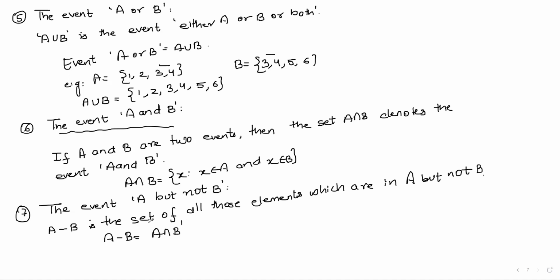So what is this? A but not B. That means the set of elements which are present in A but not B. We'll take an example. For example, if we have A 1, 2, 3, 4, and suppose we have B 3, 4, 5, 6. So what will A minus B be? We will remove 3, 4. We will get 1, 2. Is this clear? Yes, sir. Okay, please note on this.